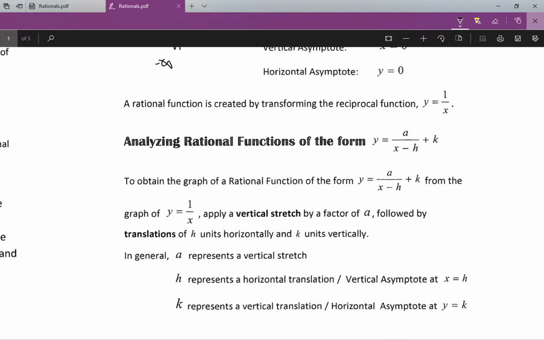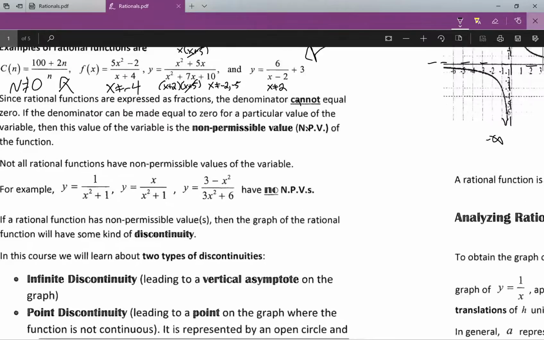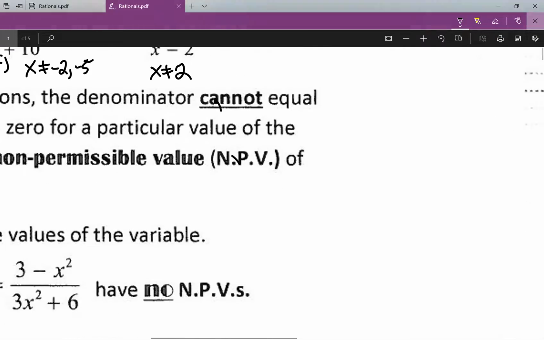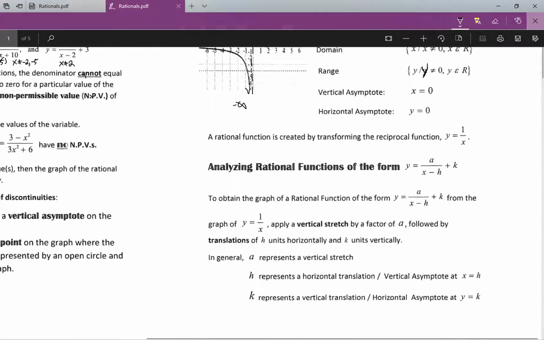Next up, we have analyzing rational functions of the form y equals a over x minus h plus k. So you'll remember from before we had looked at an example of this previously, and I said we'll worry about it later. Well, here's the later that we're worrying about it.